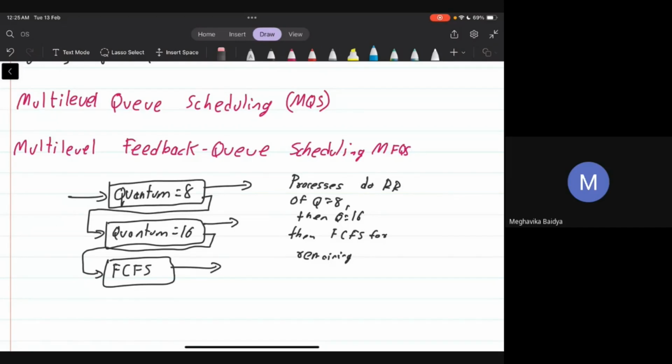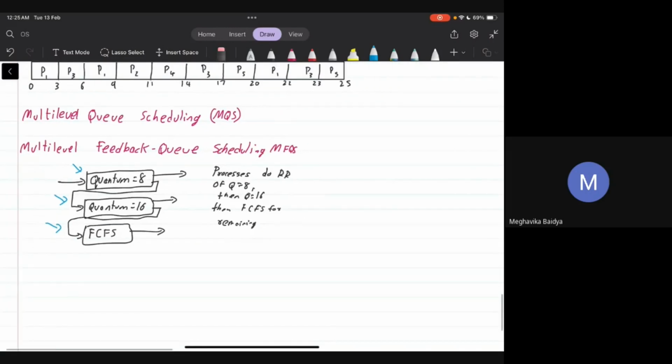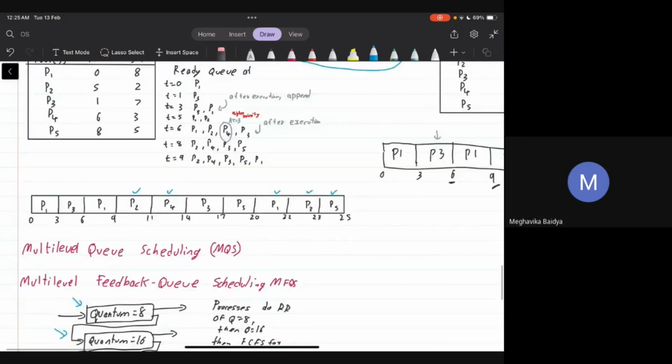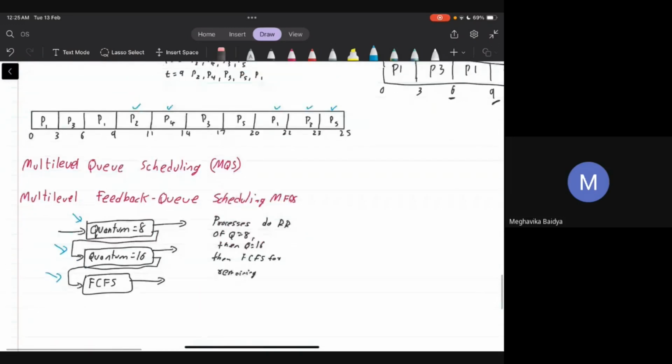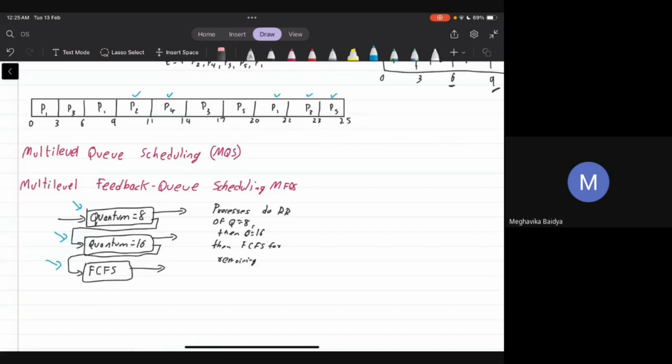So what happens here is, instead of only using one algorithm, you will use multiple algorithms. So how does it work? For example, let's take the one with quantum 8 and 16, which is basically round robin of 8, then round robin of 16, then FCFS.